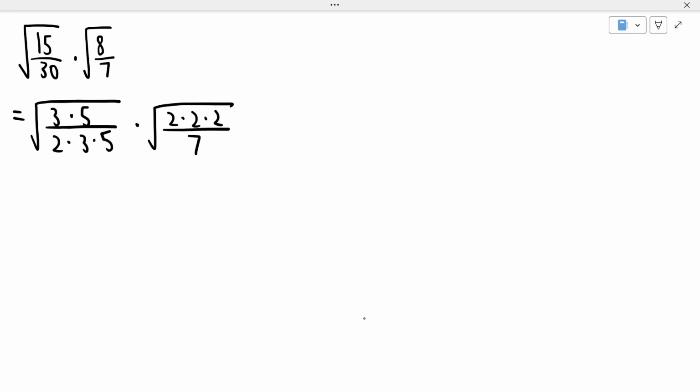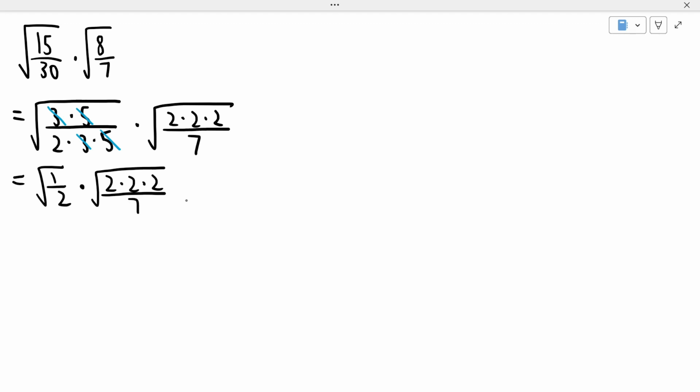In the first fraction, the 3's cancel out, and so do the 5's. So we're just left with 1 over 2 in the fraction. We can rewrite the first part of the product as the square root of 1 over 2, but there's nothing that will cancel out in the second fraction, so we rewrite it as the same thing, which is the square root of 2 times 2 times 2 divided by 7.